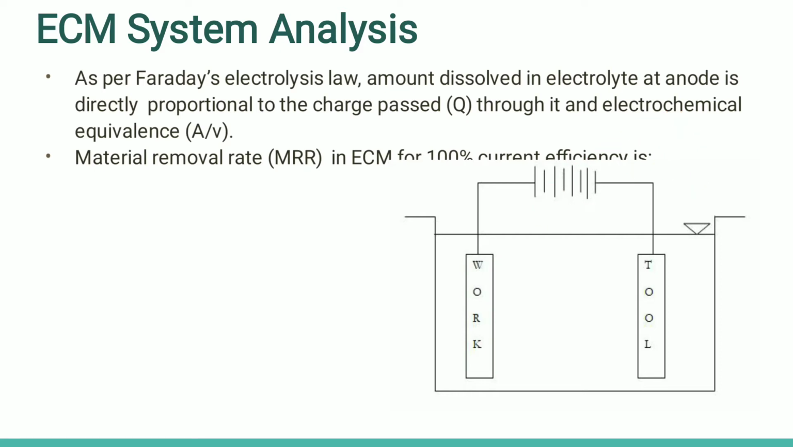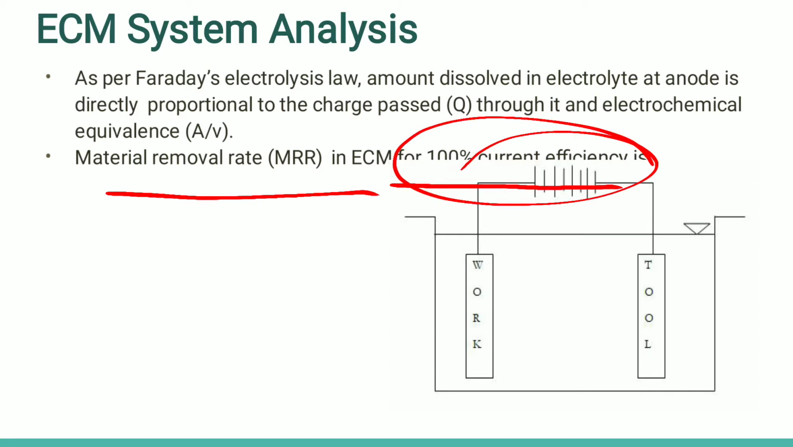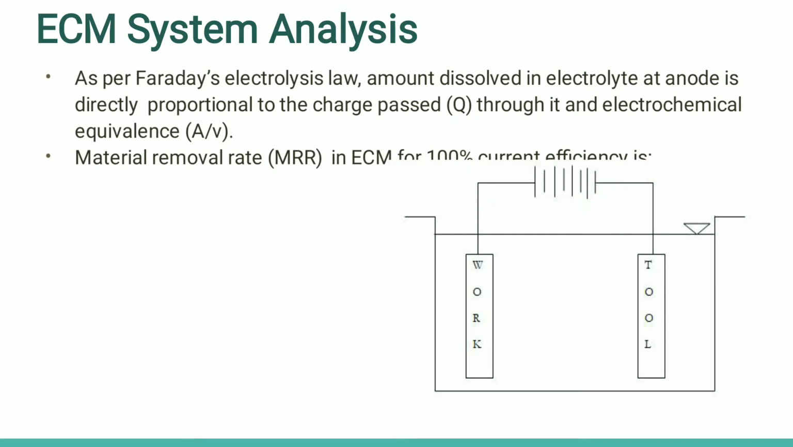So the second sentence which is written over here is MRR in ECM for 100% current efficiency. The meaning of this is that whatever heat is generated, that heat is directly and completely absorbed by the electrolyte. That is only the meaning of this sentence. Okay, so I think it is clear to you.